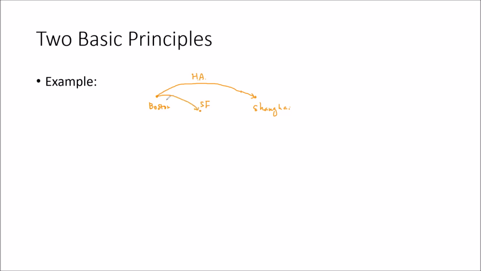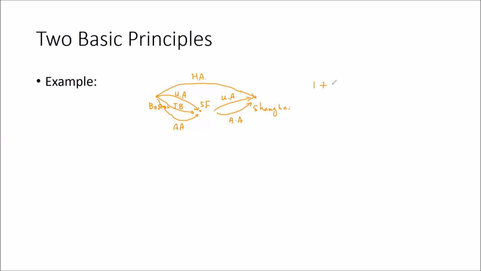Let's assume you have 3 routes you can choose from flying from Boston to San Francisco. Say United Airline, JetBlue, American Airline. And then from San Francisco to Shanghai, let's say you have only 2 routes. You can fly from San Francisco to Shanghai: United Airline, American Airline. Now the question is how many different routes you can choose from if you wanted to fly from Boston to Shanghai.